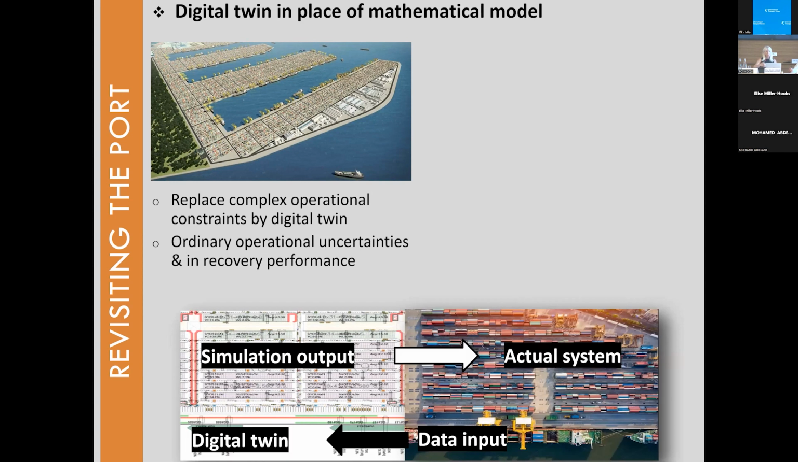And what we did is we can replace the mathematical models with the digital twin, and we can get a sense of the complex operational constraints that are going on, and we can even capture ordinary operational uncertainties in the models, and even the recovery process. Even your recovery actions have some uncertainty in how they'll perform. So you can capture that much better than in the mathematical models, but to build this is extremely expensive, has to be maintained, and you have to use it way in advance.